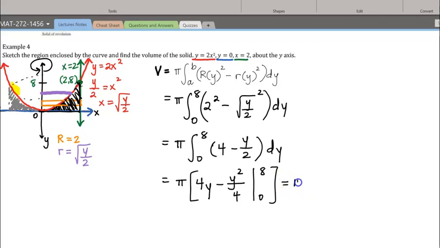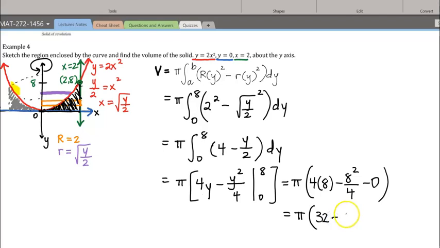So we have pi multiplied by 4 times 8 minus 8 squared over 4. And from that, we are subtracting just 0. When we plug our lower limit of integration into both of those terms, they go to 0. So we are left with pi times 32 minus 16. 64 divided by 4 is 16, to give us our final answer of 16 pi.